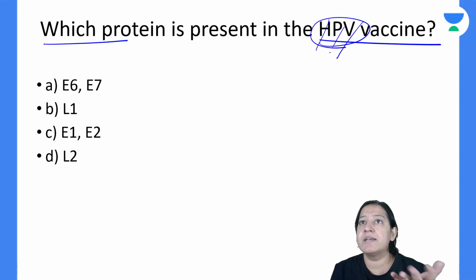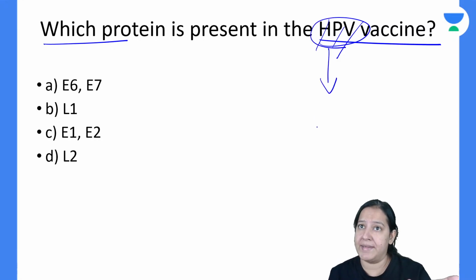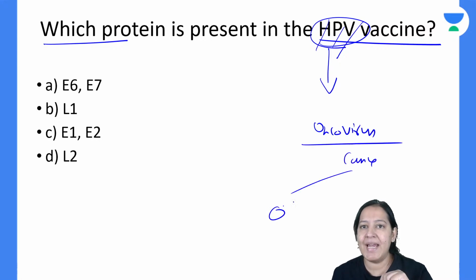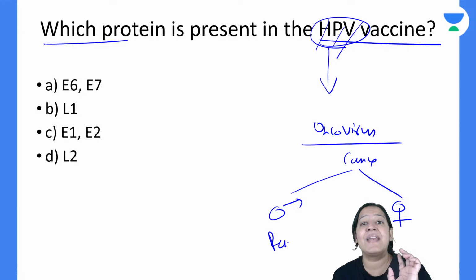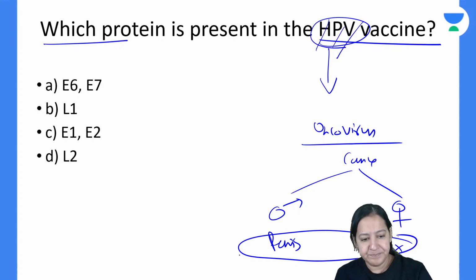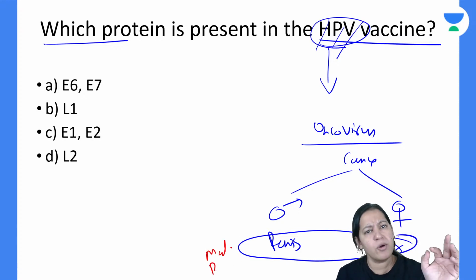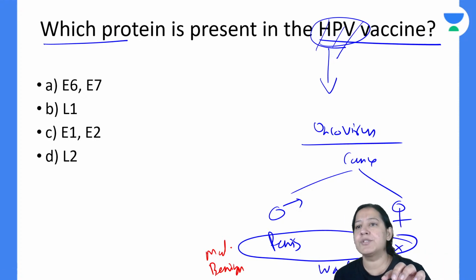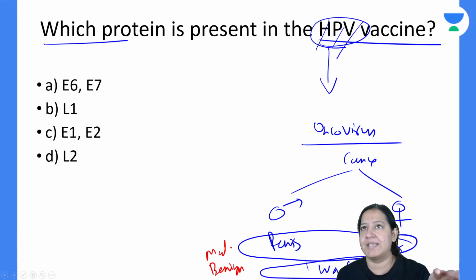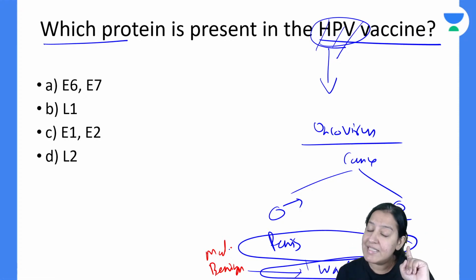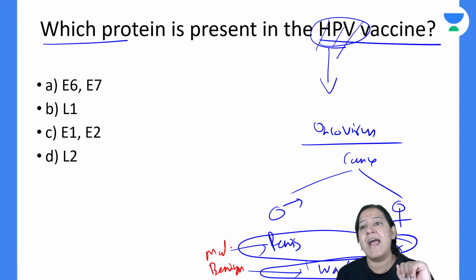So what is human papilloma virus? It is the oncovirus, so it can cause cancer. In males, it causes penis cancer, and in females, it causes cervix cancer. These are the malignant cancers caused by this. It also causes benign cancers. The name of the benign cancers is warts, in both males and females. So in short, in benign cancer, it causes warts. And in malignant cancer, it causes genital cancer, that is penis cancer in males and cervix cancer in females.